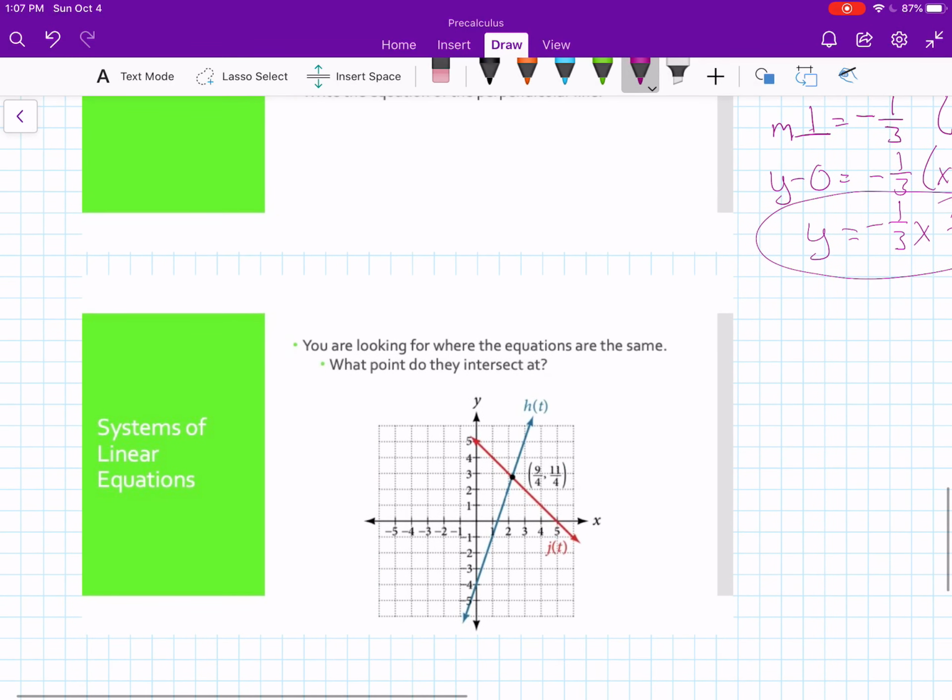And the last thing from this lesson, systems of linear equations, you're looking for where the equations are the same or where they intersect. So you can graph them and look for the intersection point. You also can go back to Algebra 1 and think about, we did substitution and we did elimination. Those methods will work as well.